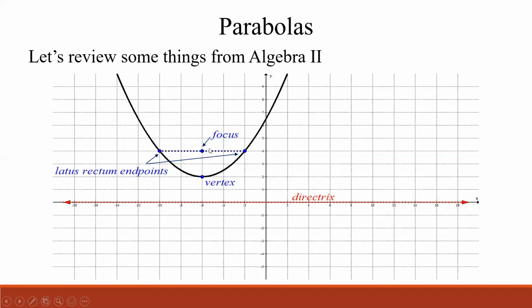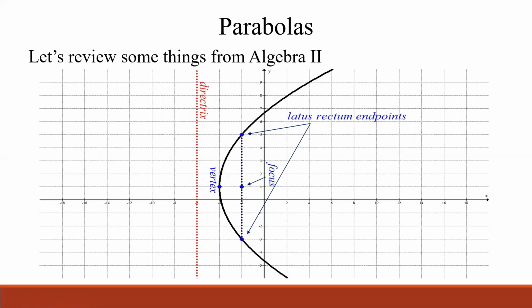So we're going to find out how to find where that focus point is and where that line that's called the directrix is. And then we're also going to look at these things, which you didn't cover in Algebra 2. These are called the endpoints of the latus rectum. Now, latus rectum is a Latin term meaning straight side. So we're going to talk about how to find those also. Okay, so that was for an upward-facing parabola.